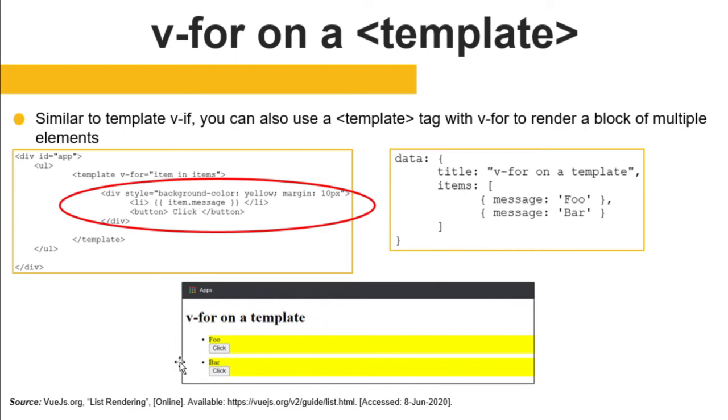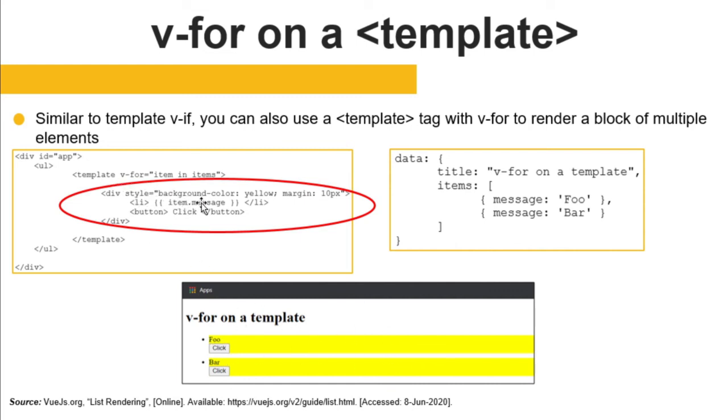Okay, for every iteration, we access the foo, which is the item.message for the first iteration. We applied some styling within a div, and a button. Okay, so as you can see here, foo and click, our li and buttons are within a given div with the background color yellow.